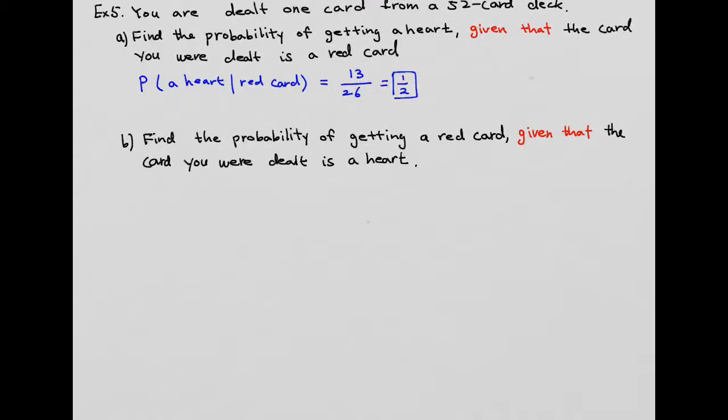What about the next one? Find the probability of getting a red card, this time given a heart. And how many hearts? There are 13. In those 13, how many are red? 13. So all the hearts are red, so your probability is going to be 1. If you convert that to a percent, it will be 100%. So if a heart was given, your probability of getting a red card will be 100%, which is probability 1.